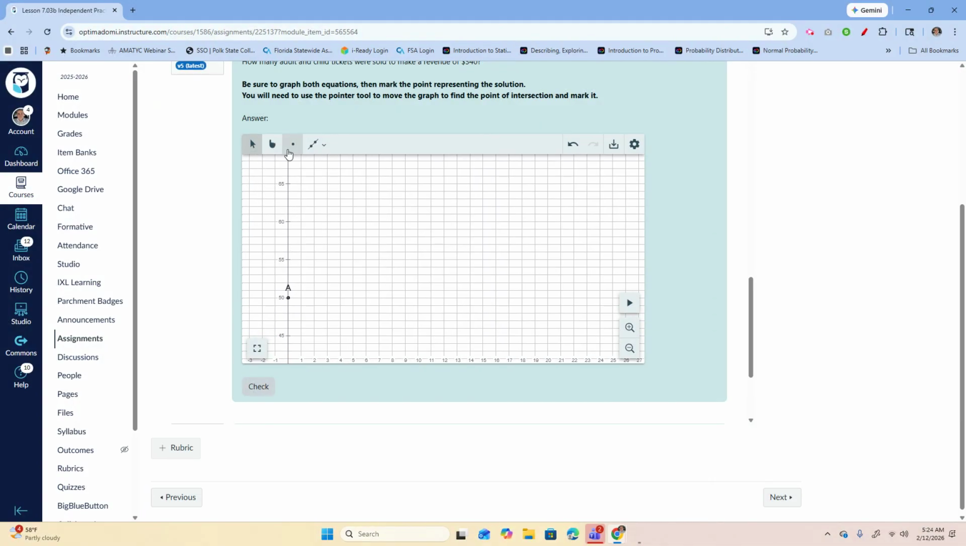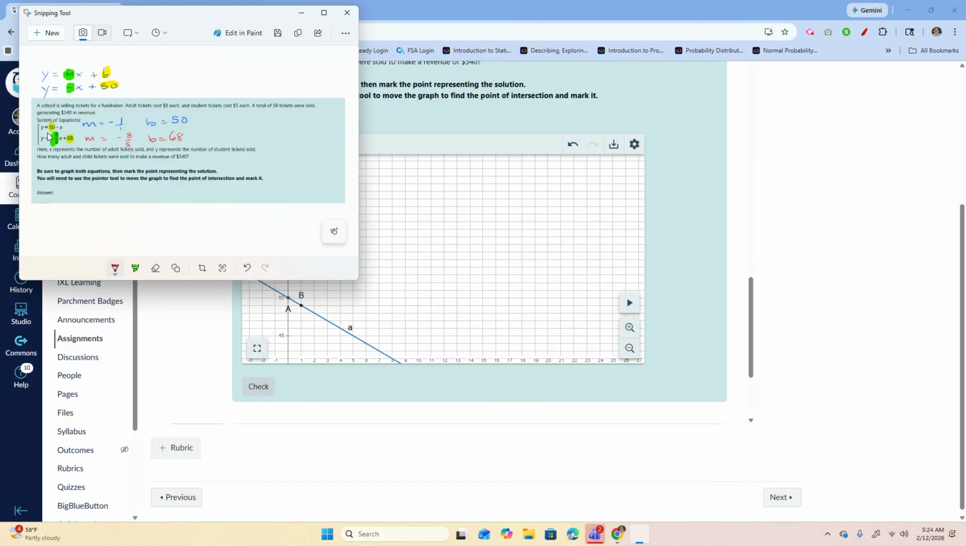that I'm going to go down 1. So from 50, I'm going to go down 1, which puts me at 49, and I'm going to go 1 to the right. And there are my two points to connect with a line. So that blue line that I just did is for the equation y equals 50 minus x. Now I'm going to do the second equation. So b is 68.